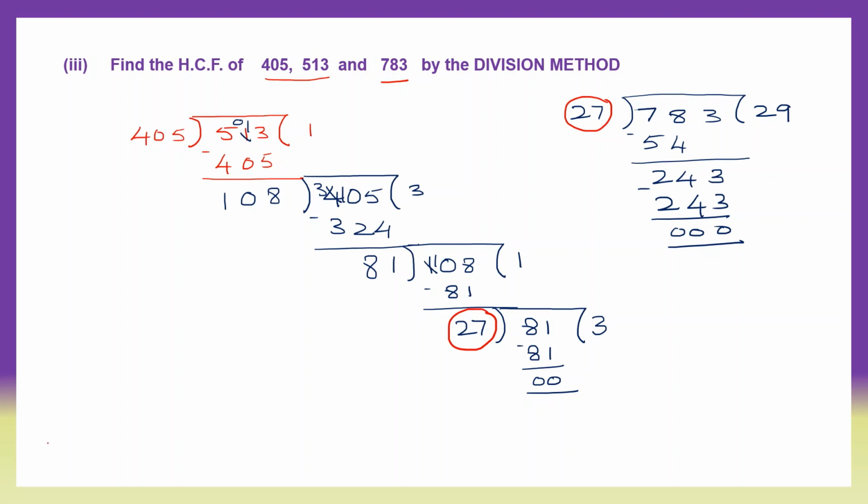So let's write the HCF of these three numbers. What are the three numbers? 405, 513 and 783 is 27. So this is our answer.